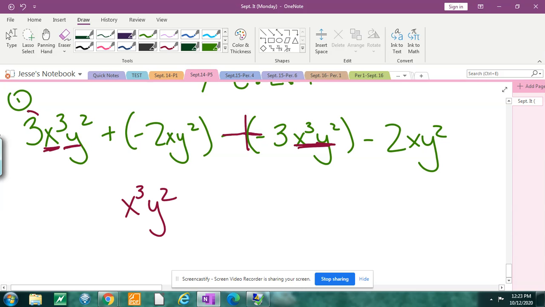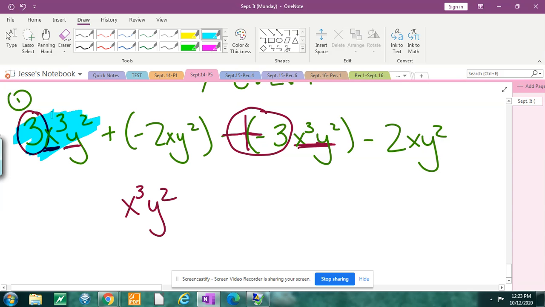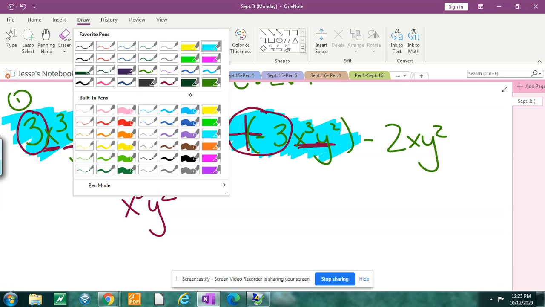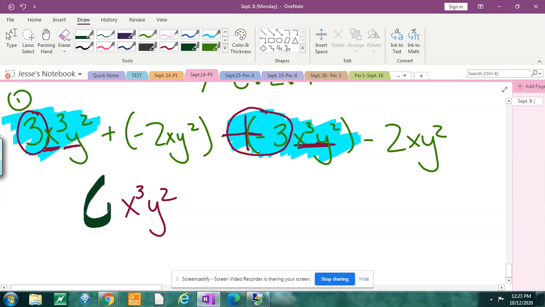Now we just got to work with the 3 and plus 3, okay? Because we're basically working with these terms right here, this one and this term. So what do we have? We got 6 because you could do the t-chart. So my answer is 6x cubed y squared.